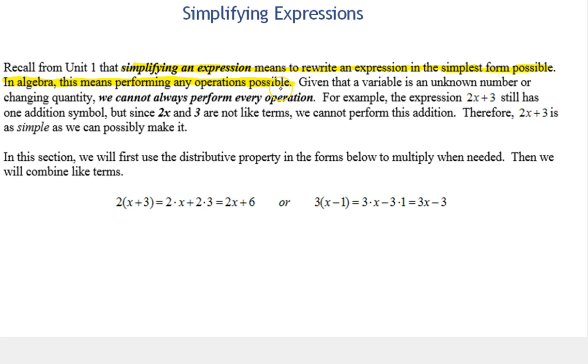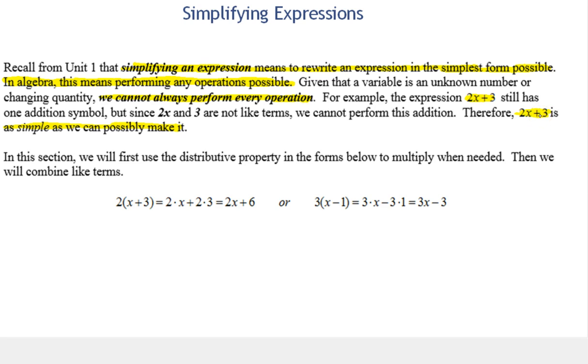Now we saw in algebra, we cannot always perform every operation. For example, we have the expression 2x plus 3. There's still an addition symbol here. We'd like to add 2x plus 3, but 2x and 3 are not like terms, and we don't know what x is, so we cannot perform this addition. So 2x plus 3 is as simple as we can possibly make it. Our goal is to perform every operation until we can't perform any operations anymore, so combining any like terms.